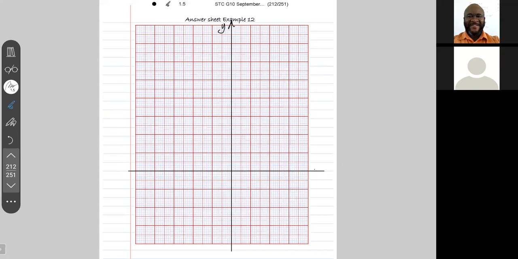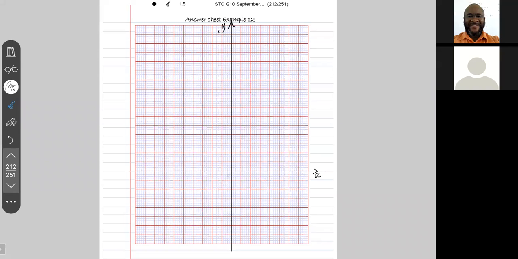So this is my x-axis. Remember, above the x-axis, my values of y are going up to 14, and below they're only going to -4.